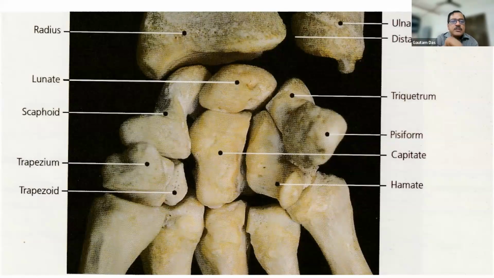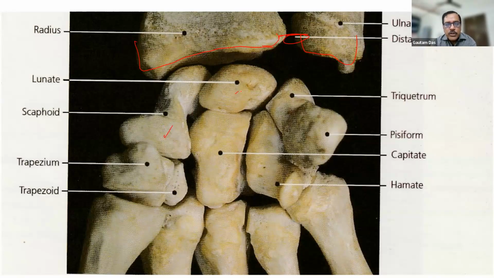This is the radius and ulna. This is your distal radioulnar joint. And then we have the carpal bones. You all know the carpal bone mnemonics. There are two rows of carpal bones. The proximal row starts from the radial side with the scaphoid, and you know the mnemonic: "So long to pretty, try to catch her." So S is scaphoid. This is the first one on the radial side.